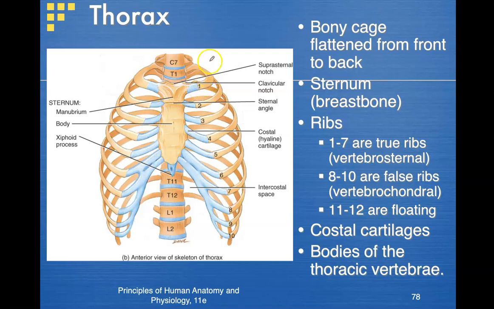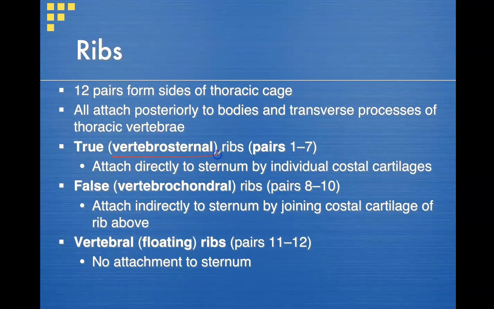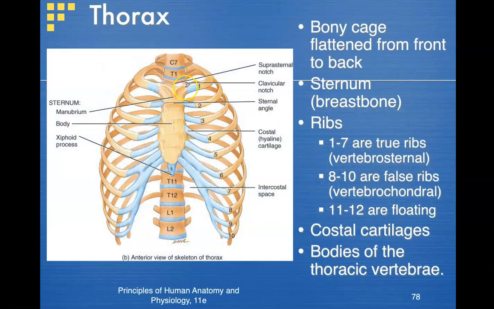And then when we look at our ribs here, our ribs are going to be broken up into what we call our true ribs. So our true ribs, or I like the term vertebrosternal. So you'll see these terms all on this slide here. But I like the term vertebrosternal because it tells you that these ribs are going to attach directly to the sternum by their own costal cartilage, okay?